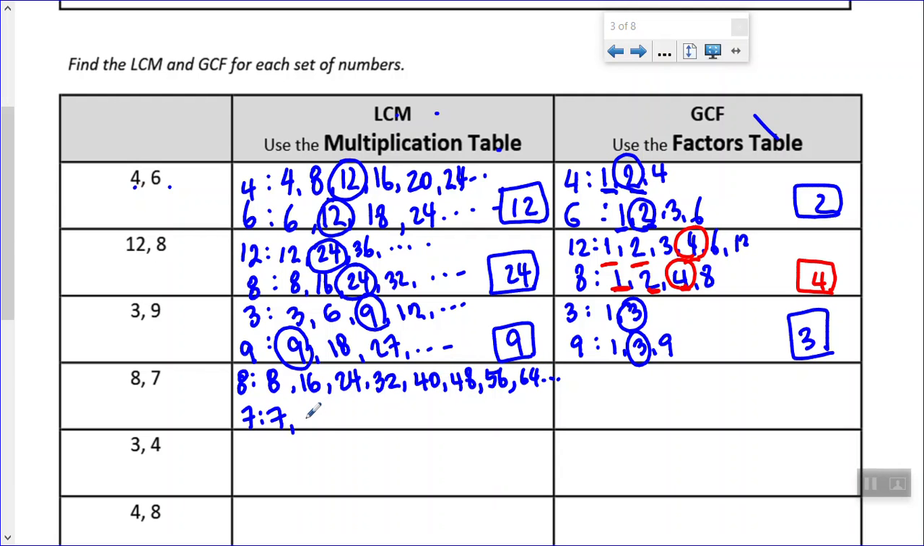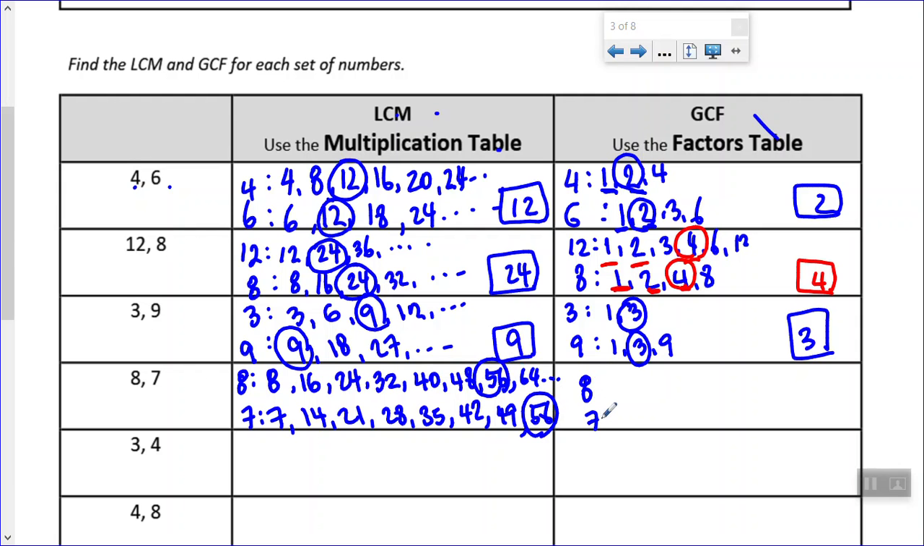7 times 1, 7, 7 times 2, 14, 7 times 3, 21, 7 times 4, 28, 7 times 5, 35, 7 times 6, 42, 7 times 7, 49. You don't see the same numbers, right? But what is 7 times 8? It is 56. So 56 is the LCM.